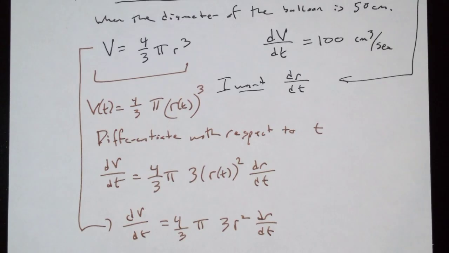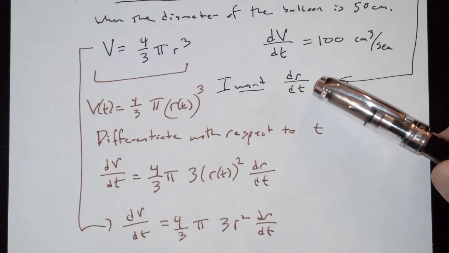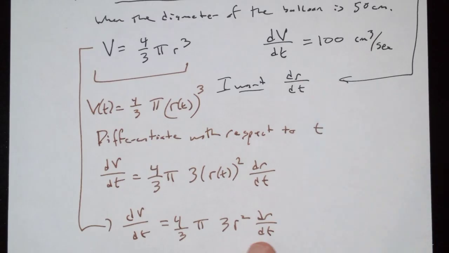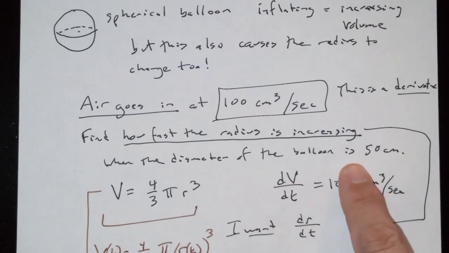Oh, wait a minute. What am I trying to find? Says right up there, I want something. What is it I want? Which means I want dr/dt. If that's the thing I want, I should know all the other numbers and be able to plug them in. Do I know dV/dt? Yeah, I was told exactly how fast the volume is changing. Do I know r? Because it says up here that the diameter of the balloon is 50 centimeters.